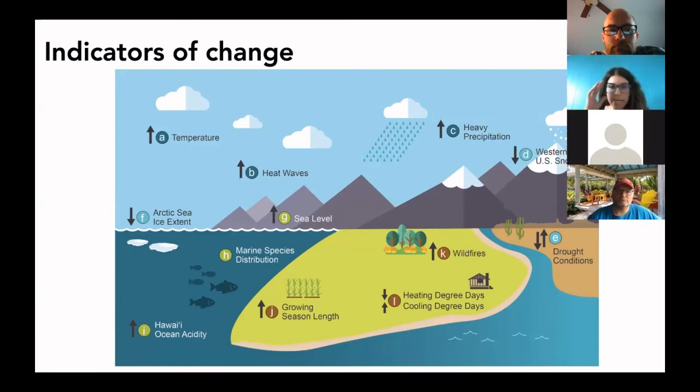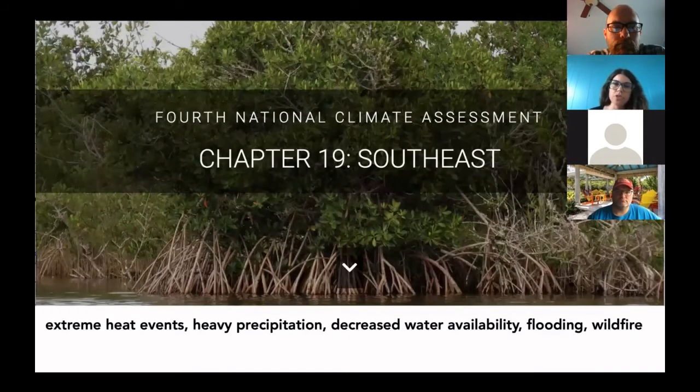For us in Tennessee, things like growing season length, drought, heat waves, temperature, heavy precipitation, all of these are going to be the most important indicators for us here in our region. So there's a chapter devoted to the Southeast, chapter 19, if you're interested in looking. And the things that we have to look at in Tennessee are things like what I just mentioned: extreme heat events, heavy precipitation, decreased water availability, and also flooding and wildfire.